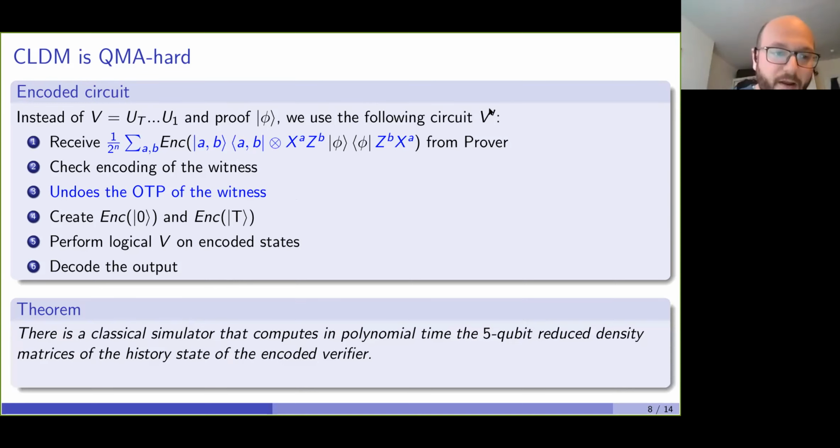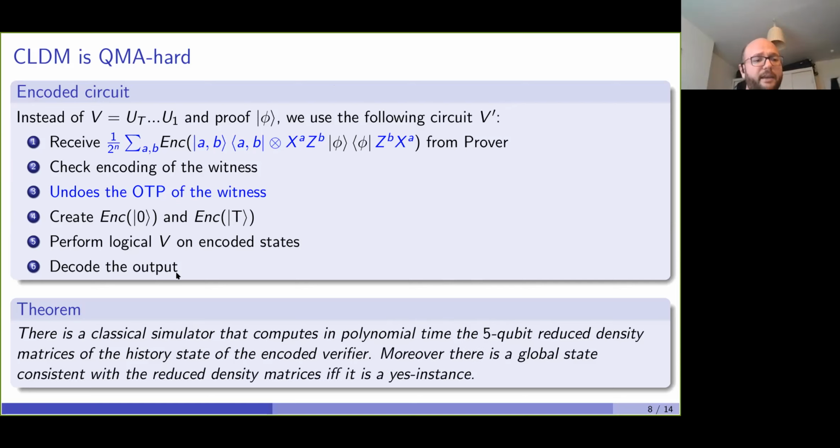Given this verification V prime, what we're able to show, using these properties of locally simulatable codes, is that there exists a classical simulator that can compute in polynomial time any density matrix of the history state of V prime on up to 5 qubits. Moreover, when you have this simulator that computes these density matrices, we have a global state consistent with them if and only if we have a yes instance of the QMA. So this simulator will behave as the reduction from any problem in QMA to CLDM, and the second property shows that you map yes instances of the QMA problem to yes instances of CLDM and vice versa.